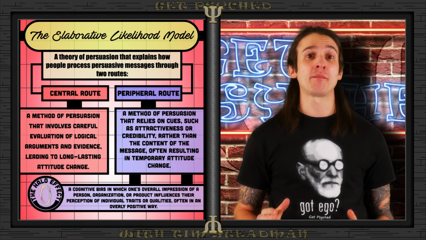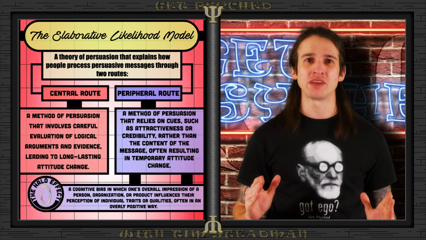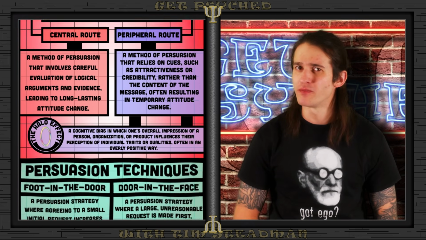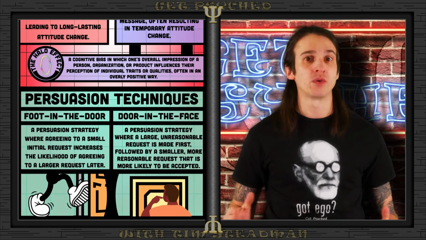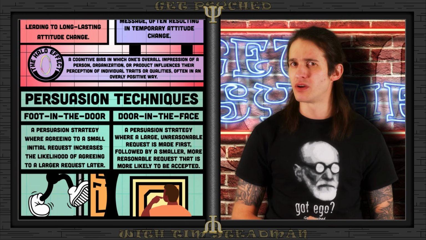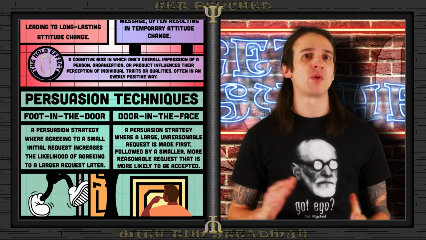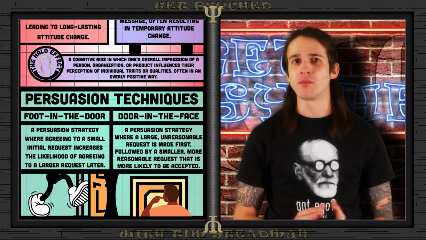Now, let's talk about two common persuasion techniques that use these principles. We've got the foot in the door technique and the door in the face technique. The foot in the door technique works by starting small. You get someone to agree to a small request first, then follow up with a bigger one.